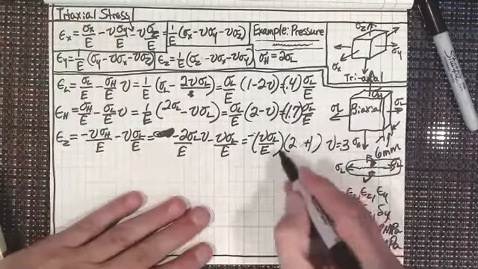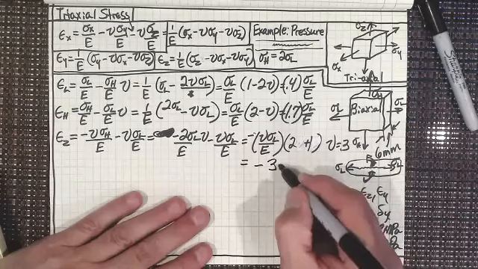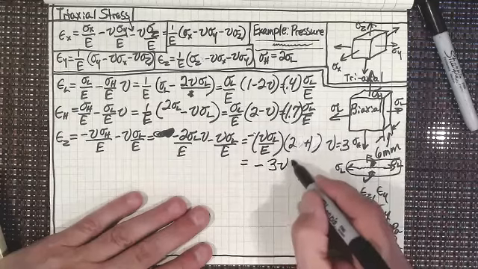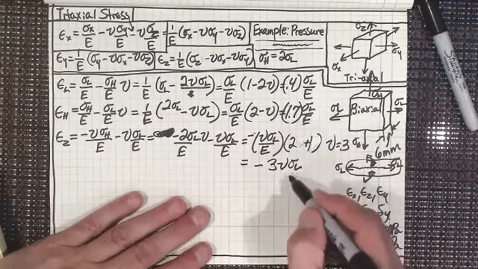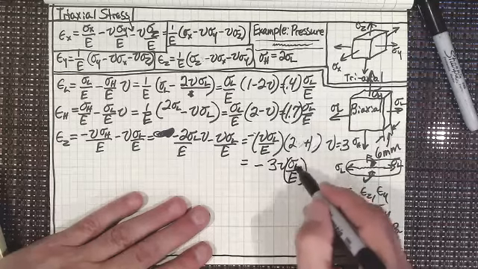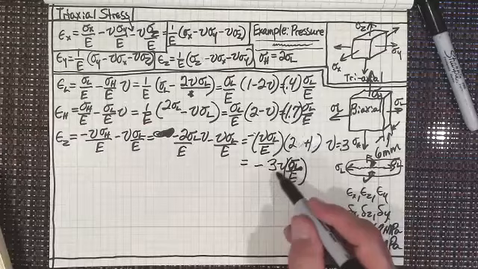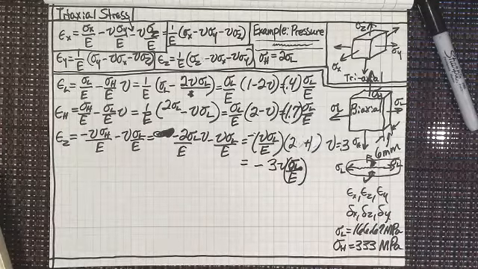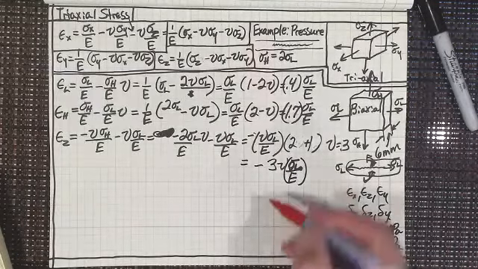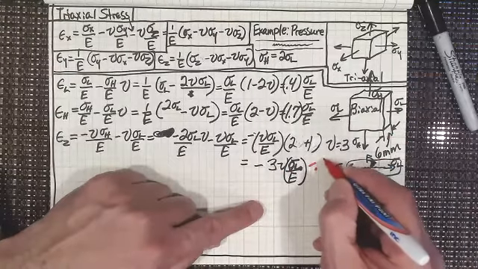So I've got minus 3 times Poisson's ratio times the longitudinal stress over E. So there you go. We've got all 3 of them. If I wanted to actually write in what those are, since we know it's 0.3 times 3, this is going to give me minus 0.9.